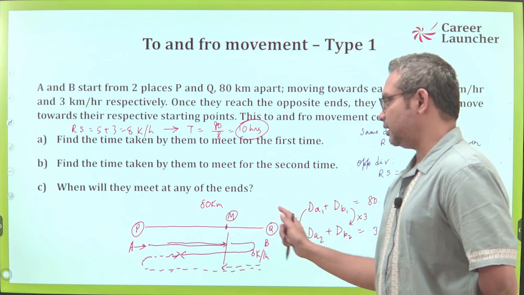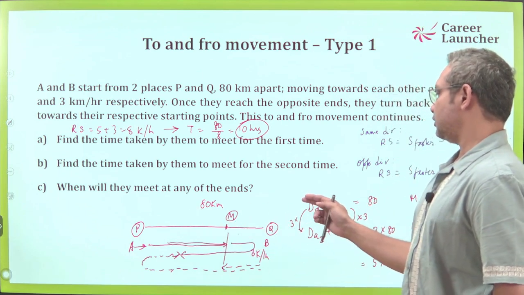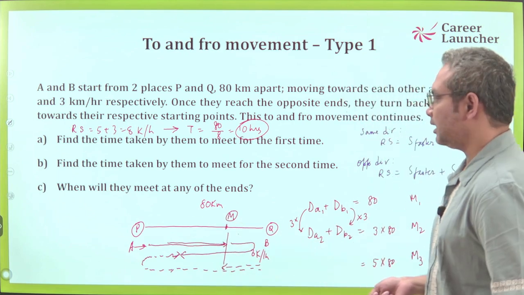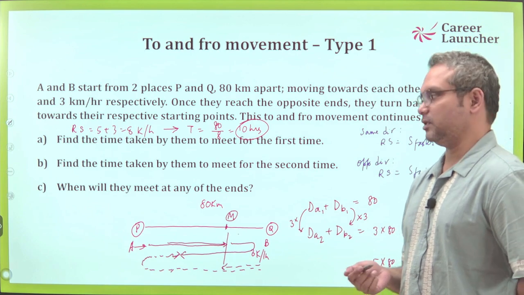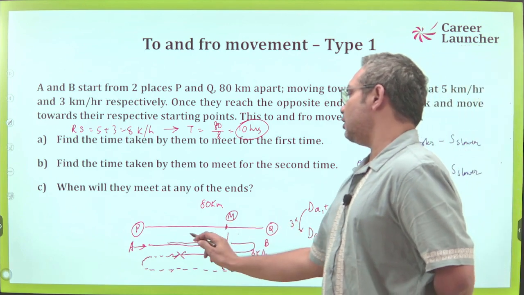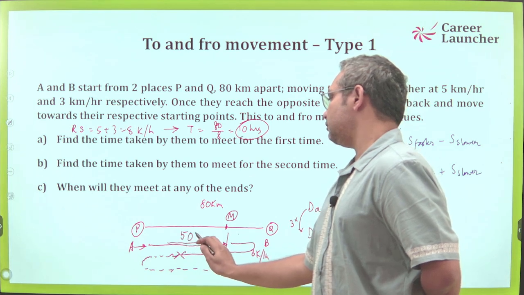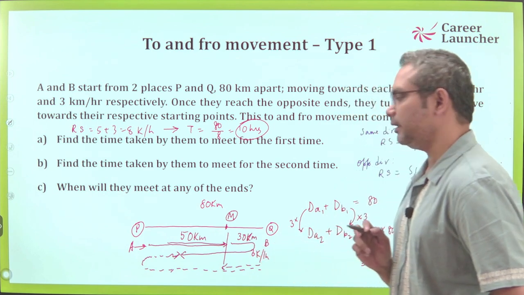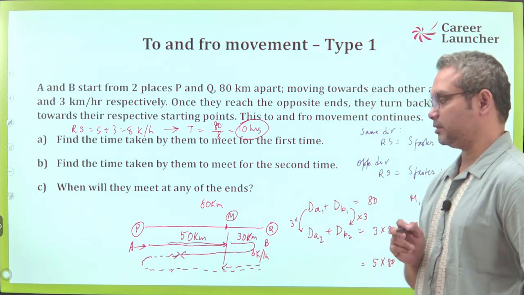For the first meeting they together covered 80. So, for the second meeting when they covered together 3 times, each of them has travelled thrice their respective distances. Now, for the first meeting we already knew that the distances were 50 kilometers and 30 kilometers.